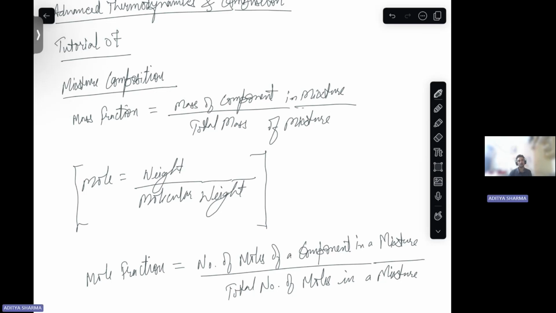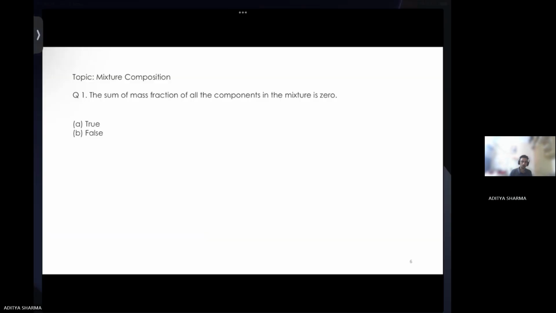So in any case, if there is some component, it will have some mass, and the mass fraction of it will always be greater than 0. Sorry, not 1, but greater than 0. So when the statement says that the sum of mass fraction of all components is 0, right at the start this proves to be a false statement. Okay.